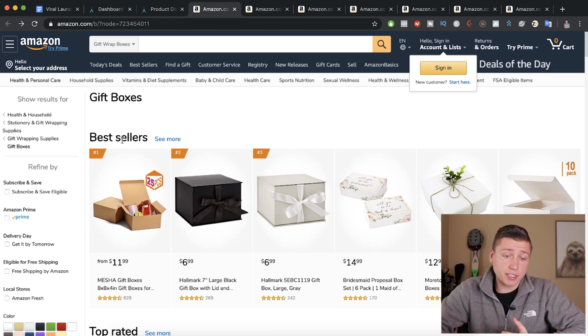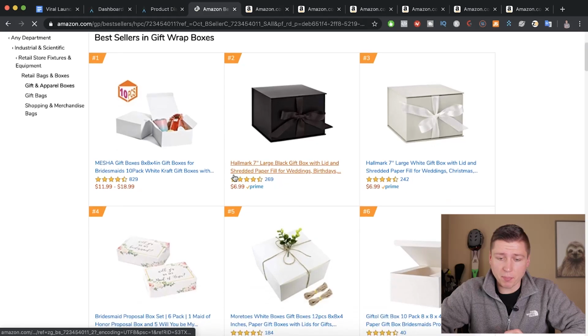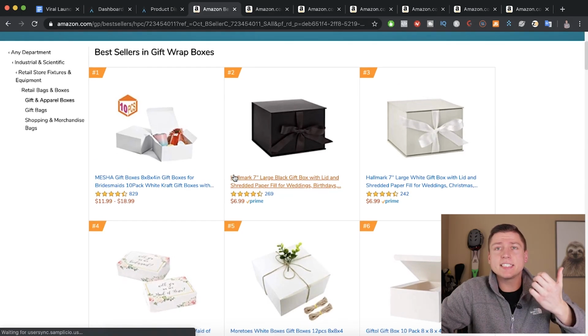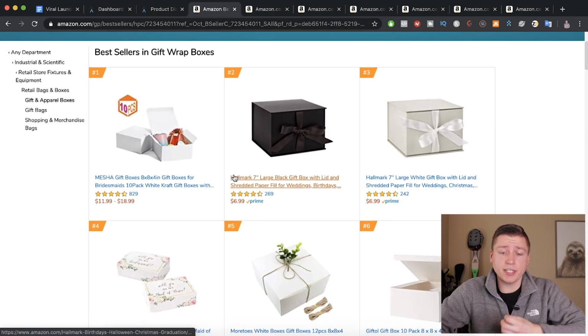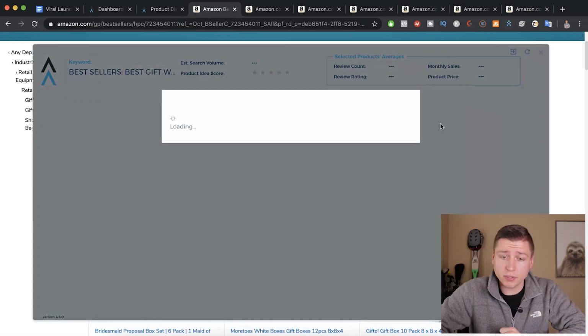And so what we do is we actually go to best sellers right here and we hit see more. Okay, then all the best sellers pop up right here. And what we're going to look for is one of these boxes that are doing high sales with the least amount of reviews. Okay, so what we're going to do is pull up the Viral Launch Chrome extension here.